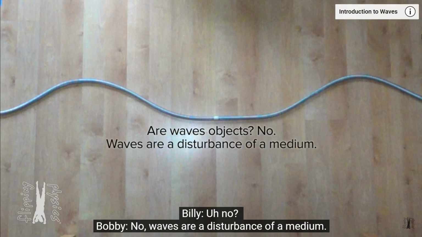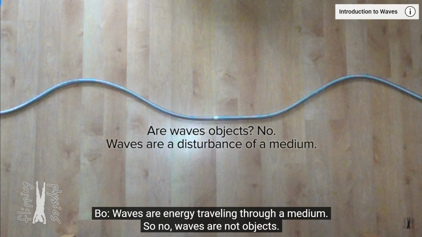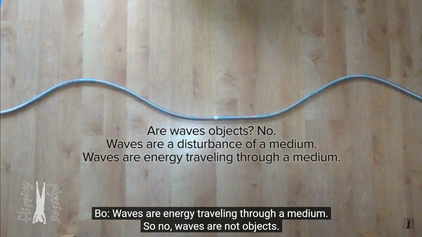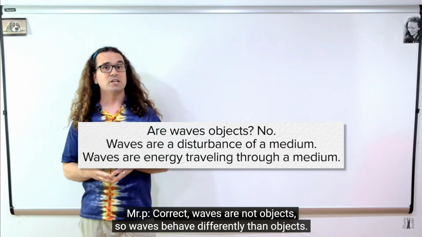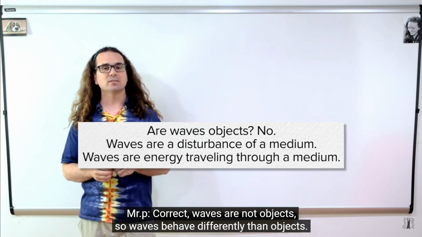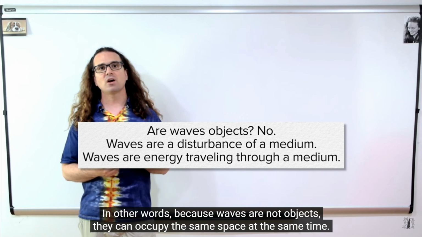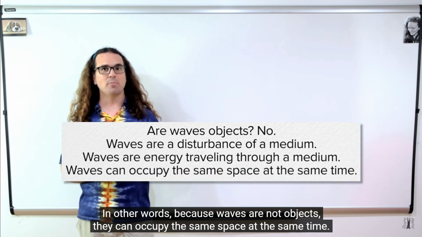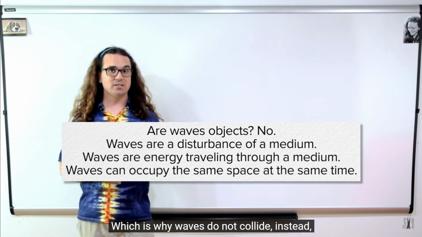No, waves are a disturbance of a medium. Waves are energy traveling through a medium, so no, waves are not objects. Correct. Waves are not objects. So waves behave differently than objects. In other words, because waves are not objects, they can occupy the same space at the same time, which is why waves do not collide.